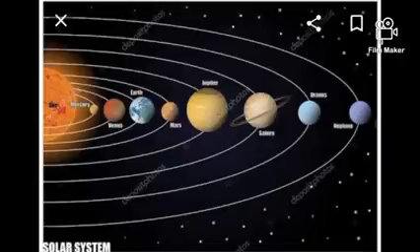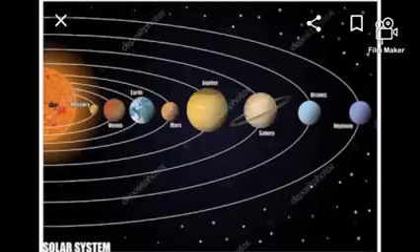Now let's talk about the revolution of the Earth around the sun. Remember that I said the planets do what? Revolve around the sun, and they also rotate on their own axis. We've talked about the rotation of the Earth on its own axis, which brings about what? Day and night. Now let's talk about the revolution of the Earth around the sun. The Earth revolves around the sun aside from rotating on its own axis, and it takes the Earth almost 366 days to make one complete revolution.